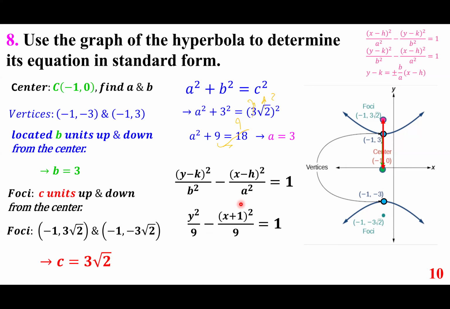And what about the asymptote? y minus k, so just put this one, y minus k, simply y, equals plus or minus b over a, 3 over 3, times x minus h, that means x plus 1. Obviously, this is 1. And we get y equals plus or minus (x plus 1) as the final answer.